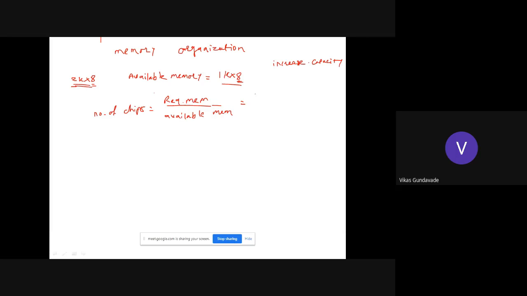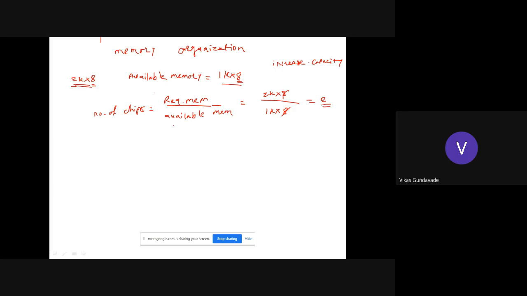Now here, what is the required memory? It is 2K by 8. And what is the available memory? It is 1K by 8. So how many chips are required? 2 chips are required to interface 2K by 8 memory to the microcontroller using 1K by 8.